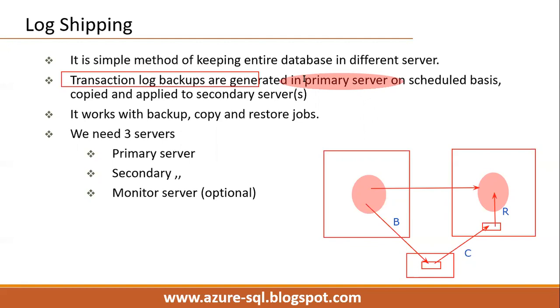That means, suppose tomorrow the changes made in the primary server are not applied to the secondary. Immediately we can understand the problem may be with one of the jobs. Maybe the backup job is not working, the copy is not working, or the restore is not working. The problem may be with any job.